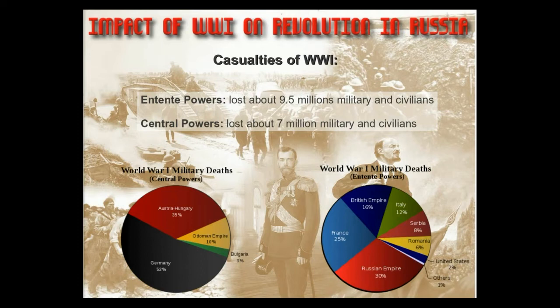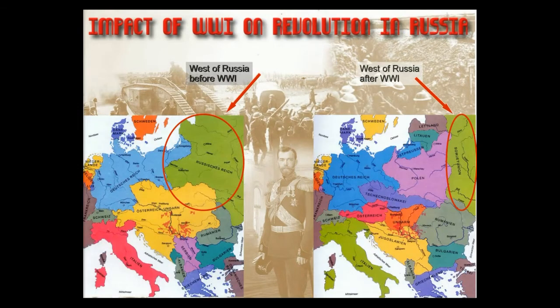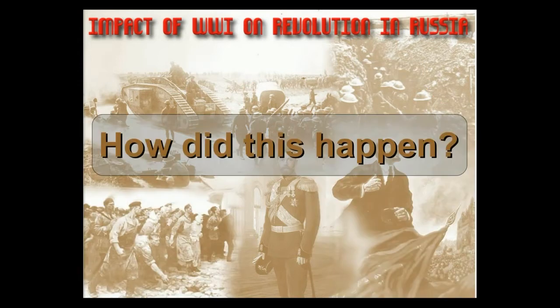As a result of World War I, the map of Europe has changed. Some countries ceased to exist, borders have shifted, new countries have emerged. Note how much land Russia has lost. Now, how did this happen?